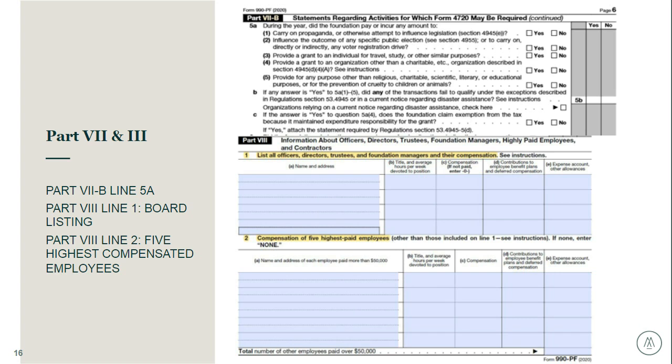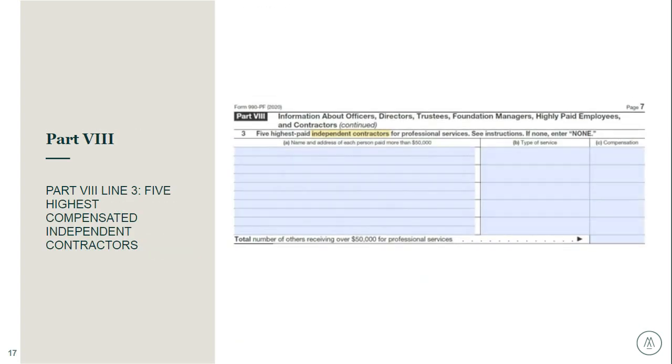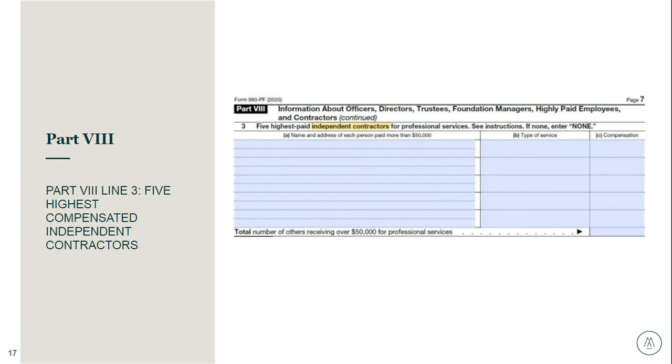Lastly, Part 8, line 2 is compensation of the highest paid employees. Anyone who's paid over $50,000 should be listed here. And Part 8, line 3, is the five highest paid compensated independent contractors. The names and addresses of those, as well as types of services, should be listed here along with their compensation, which typically corresponds to the amount that's been reported on their 1099 for the calendar year.